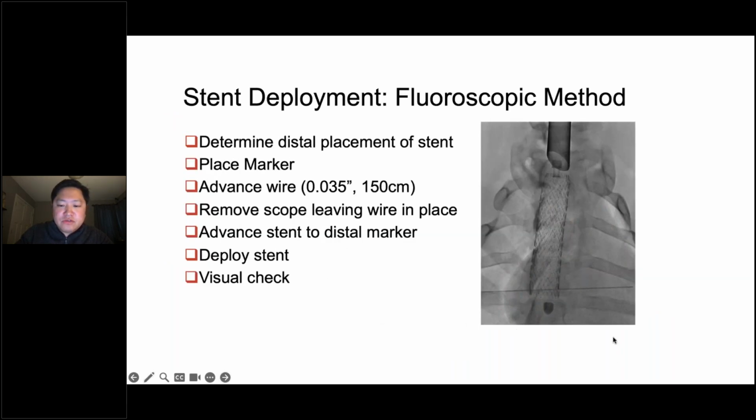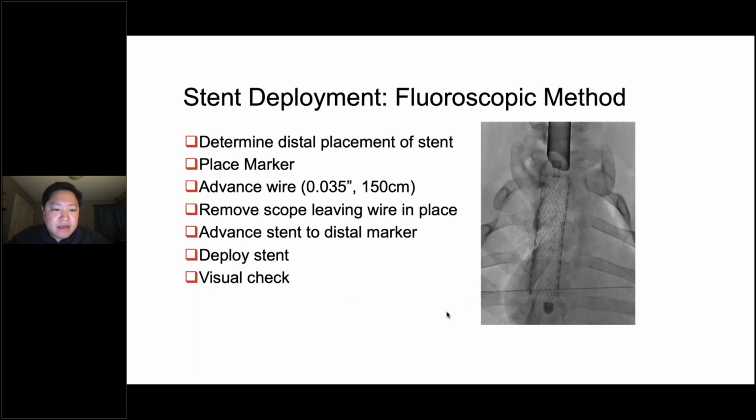There's a couple ways to do stent deployment. There's the fluoroscopic method. You determine the distal portion of where you want the stent to be in the airway. You place a marker on the chest. We typically use a peripheral needle and just tape it on the chest, and some people use paper clips, whatever you want to use.